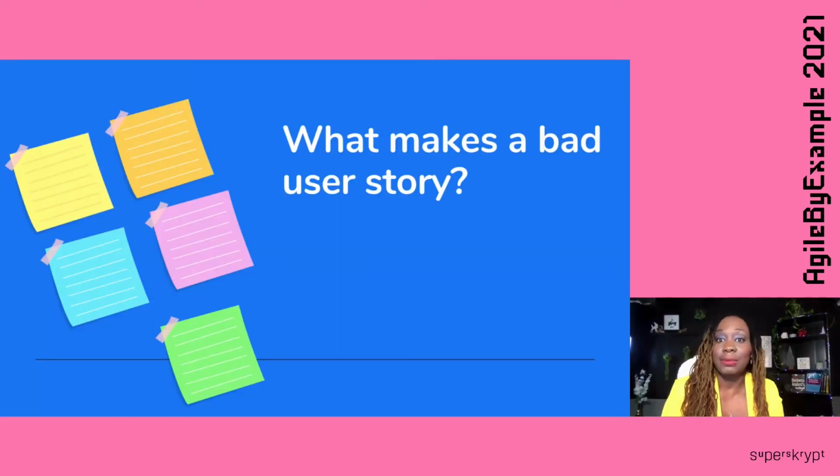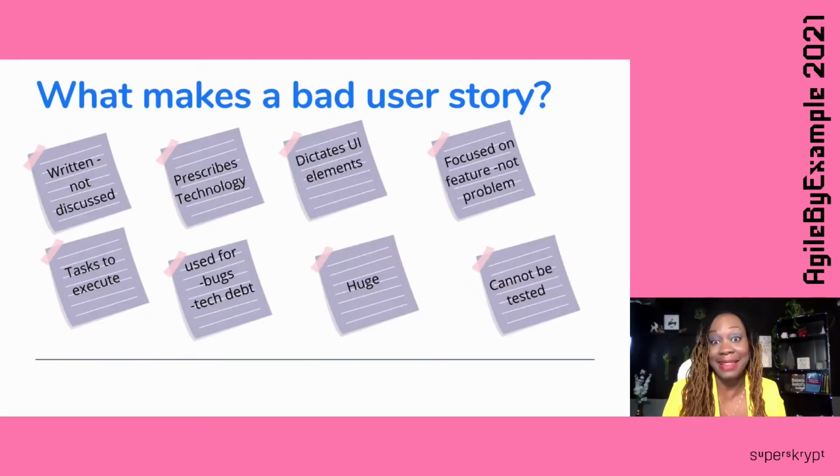So now that we've talked about what makes a good user story, what makes a bad user story? Well, the opposite would be true. A bad user story is one that's not discussed. It's where you just wrote the story and it's in some status and you put it into the sprint and that's it. Maybe you talk about it in the sprint planning, but you didn't have enough discussion to make sure that the team fully understands it. It's just kind of, okay, we're doing this and that's it.